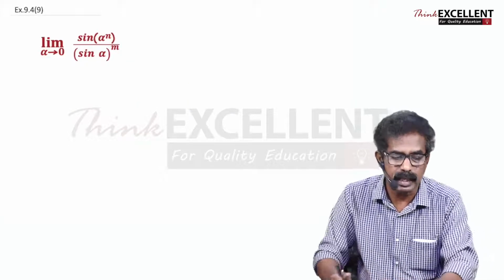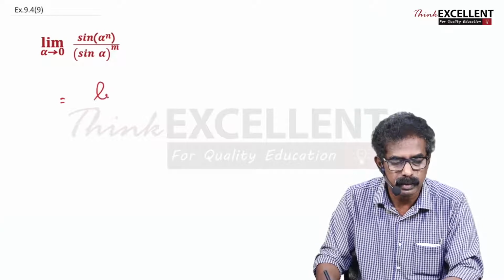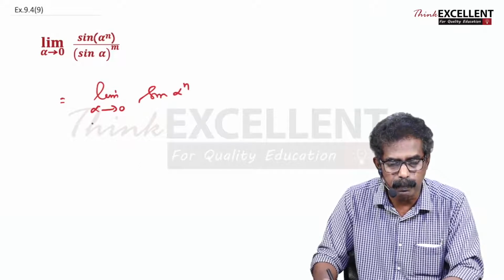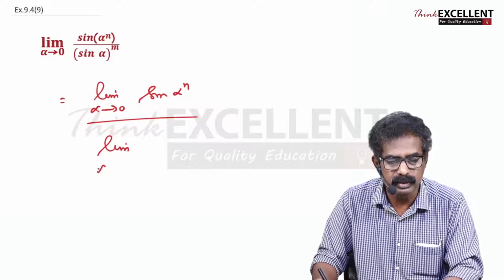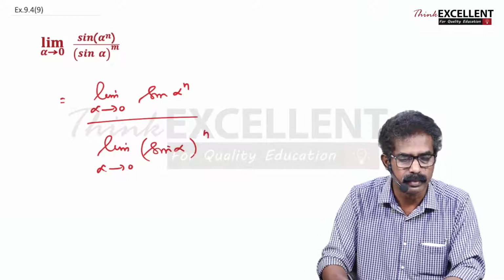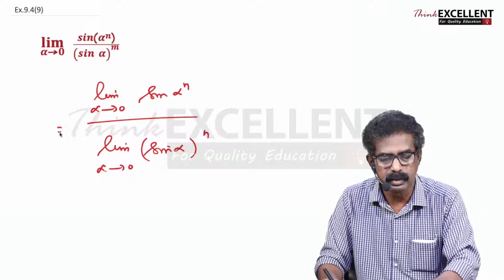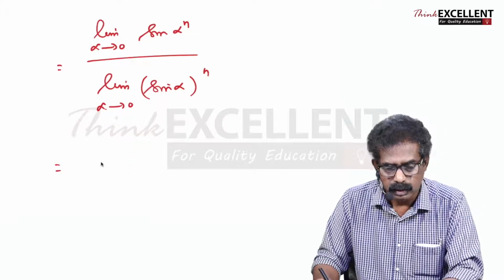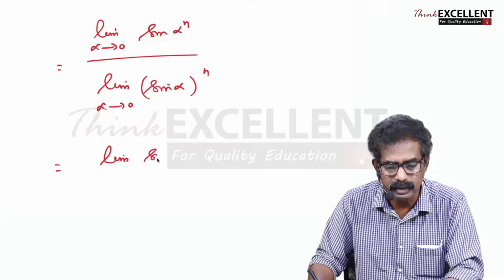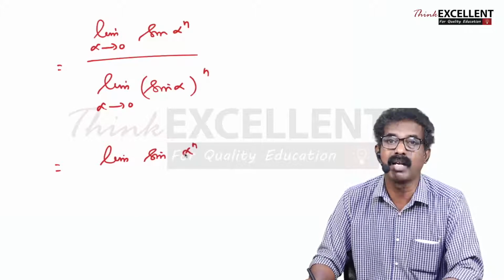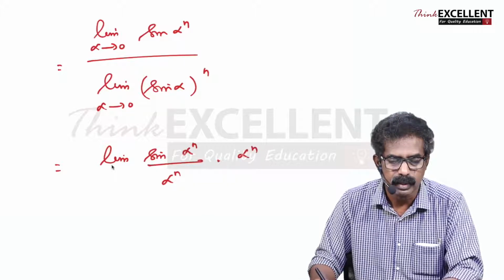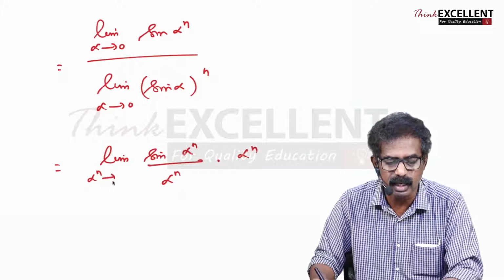Look at this question. Again we split into 2. Limit alpha tends to 0, sin alpha raised to n by limit alpha tends to 0, sin alpha raised to m. Okay, this is what we have. Now please listen what changes we are going to make. The numerator, limit sin alpha raised to n. Since I have alpha raised to n, denominator also I want alpha raised to n, so multiply alpha raised to n. Alpha tending to 0 means alpha raised to n also tending to 0.